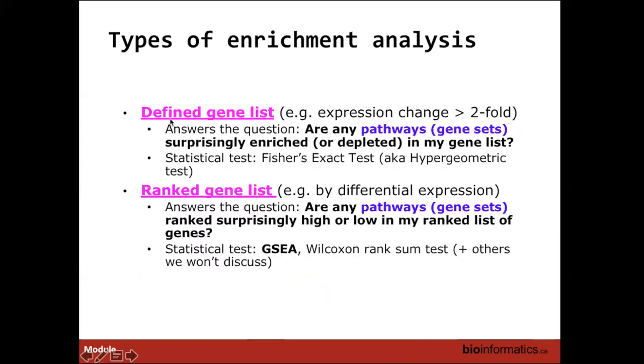So we say that we have two possible kinds of gene list, the defined gene list and the ranked gene list. The question we are going to ask when doing enrichment analysis is slightly different in each case. For a defined gene list, the question is: are any pathways surprisingly enriched in my gene list? And if we have a ranked gene list, the question is: are any pathways ranked surprisingly high or low in my ranked list of genes?